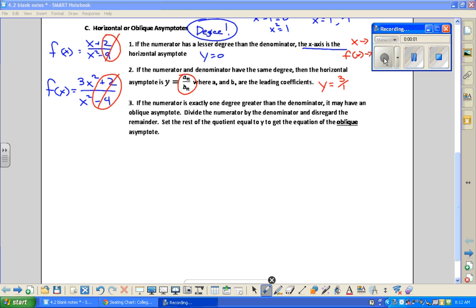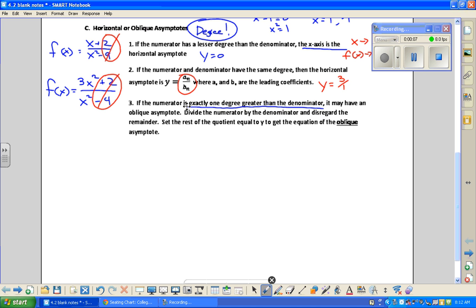Last one: if the numerator is exactly 1 degree greater than the denominator. If it's any more, there's not going to be any asymptotes. So if you had something like x to the third plus 4x plus 10 over x plus 6, if you have bigger than 1 degree difference, there's no horizontal asymptotes.